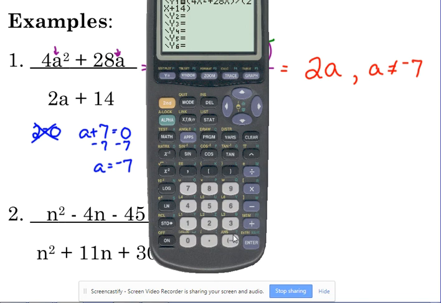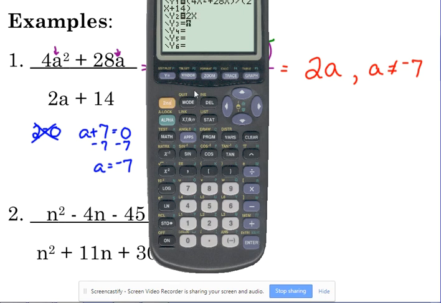Okay, so make sure your y1 looks just like that. And then in y2, you're going to put your final answer. We got 2a, so we're going to put 2x. You don't put the excluded part. You don't put the a cannot equal. You just put the equation part, 2x.